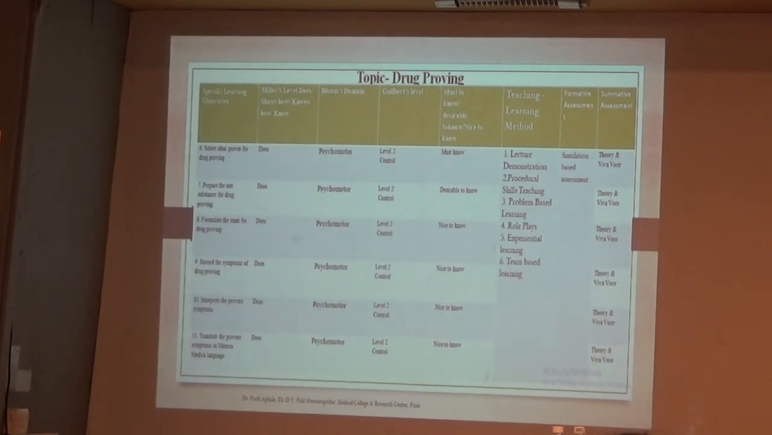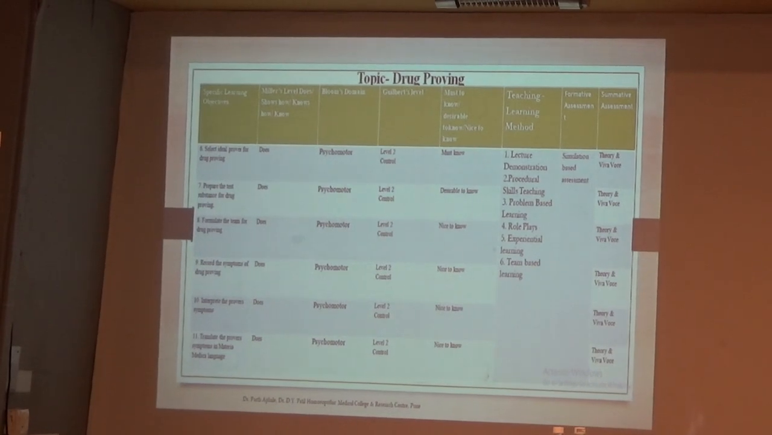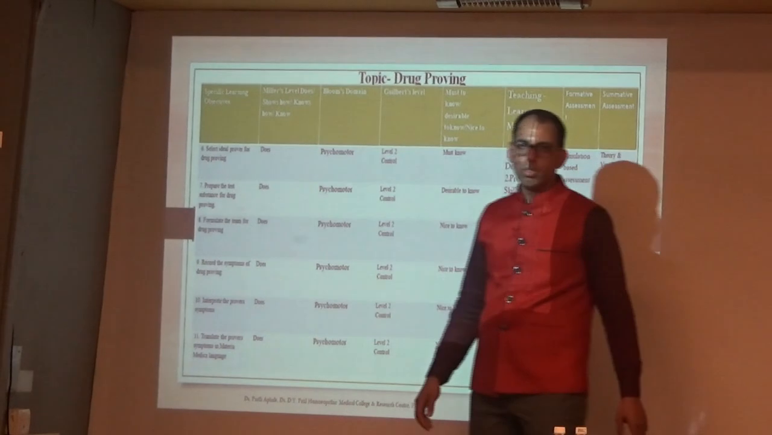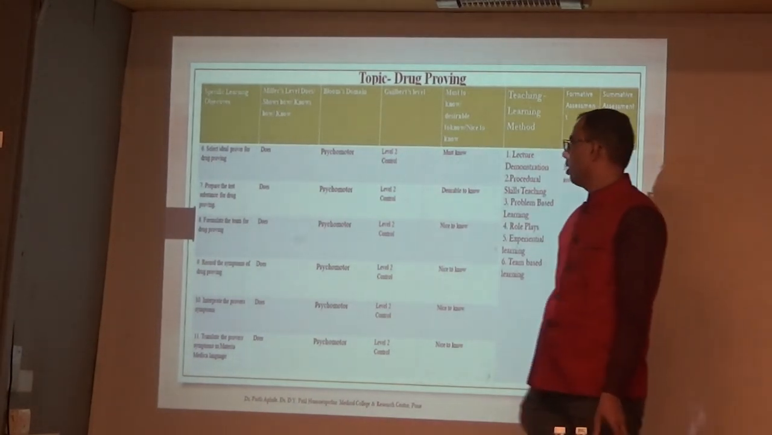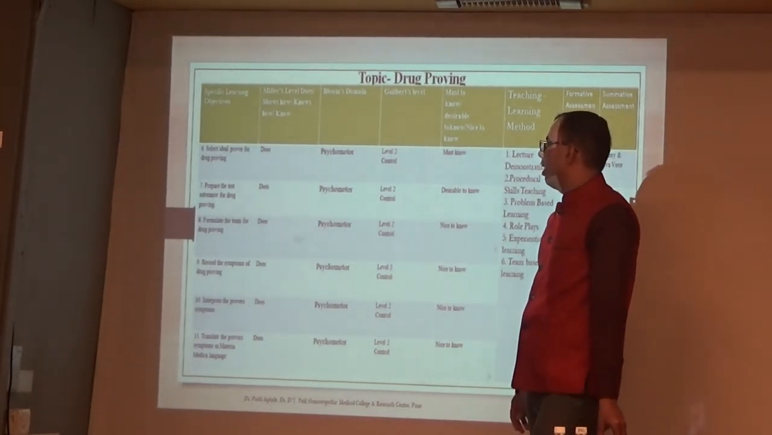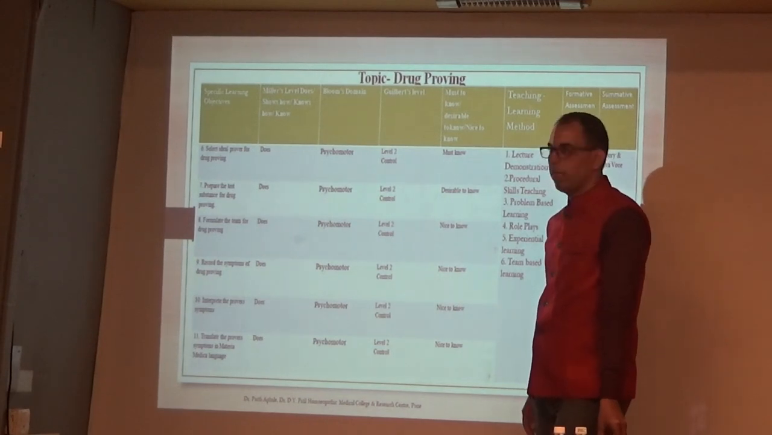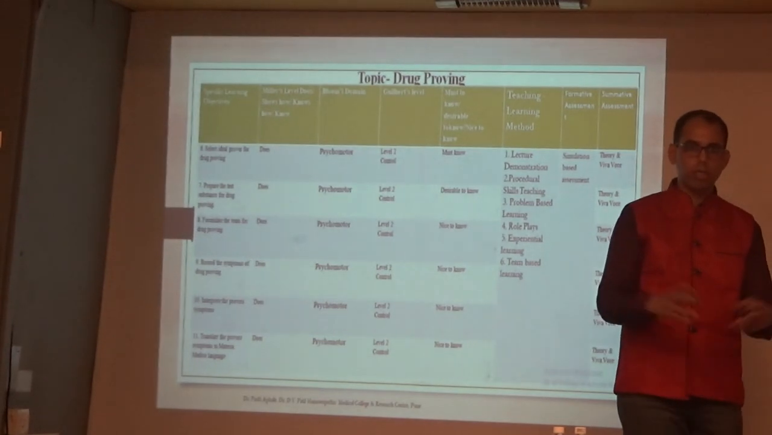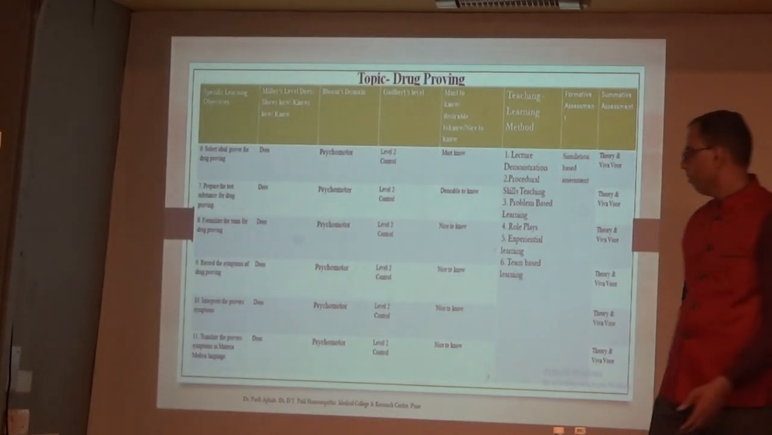This again goes to the SLOs. Select an ideal trial for drug proving. So you must know how to select. Then comes prepare the test substance, formulate the team. It is nice to know, so if he knows what is the team to be formulated, what is required to form a team for drug proving.